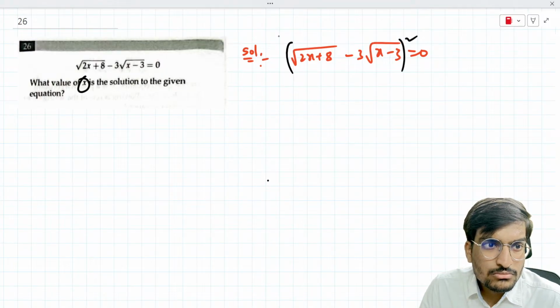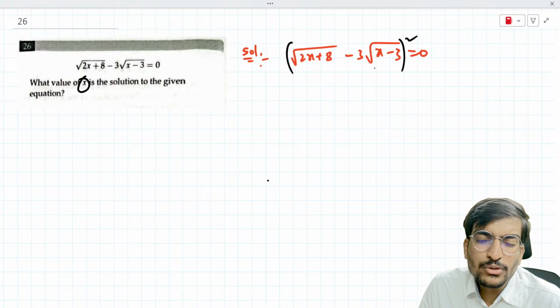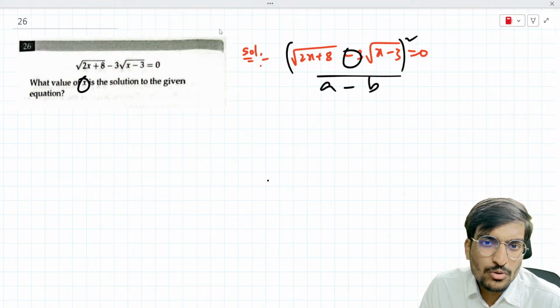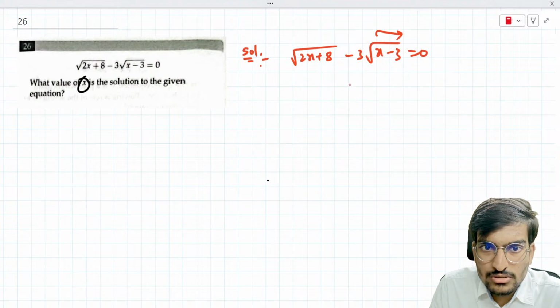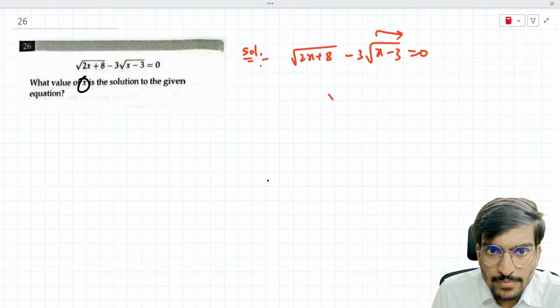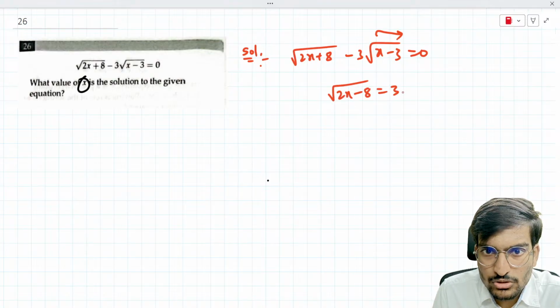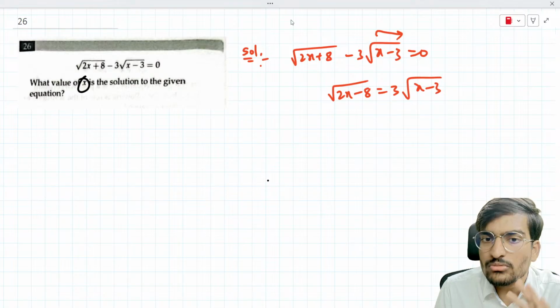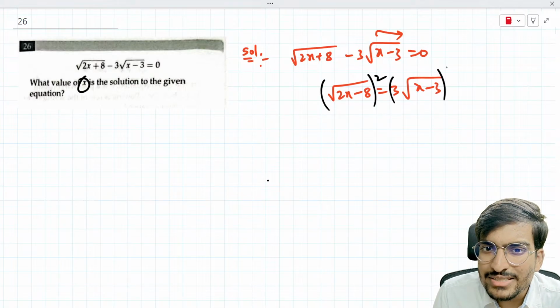Try to solve this and let me know. I think if we do this, it's going to be a big thing, because here we have this a minus b whole square format. It's going to be lengthy if we do it directly. So first I transpose this term to RHS. That's going to be root of (2x plus 8) equals 3 root of (x minus 3). Now if we square both sides, we can eliminate the root terms. So it's going to be 2x plus 8 equals 9 into (x minus 3).